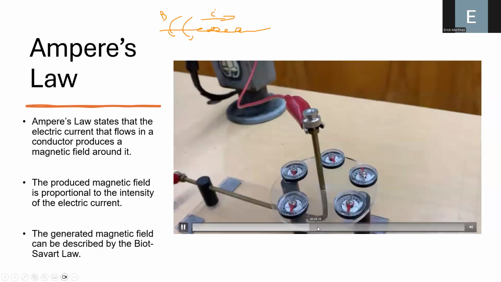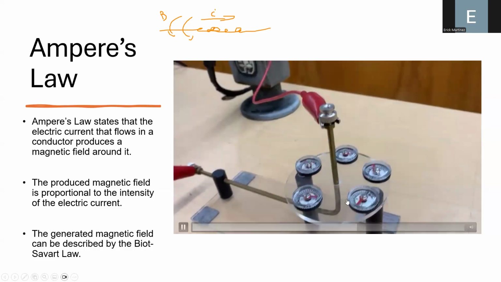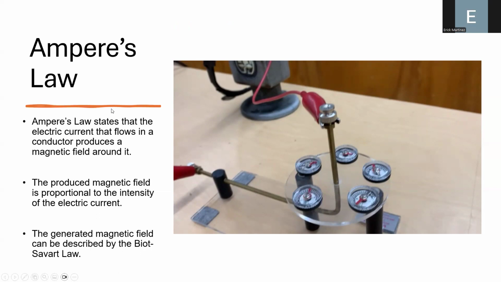You can see here that when he turns on the voltage source, he's changing the orientation of the compasses, because the current that flows through this conductor is generating a magnetic field that influences their orientation. So this is one of the important laws. In fact, Faraday's law and Ampere's law are two of the important physics laws that help us to produce torque via an electric motor.